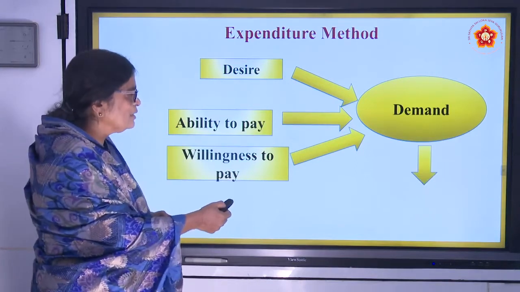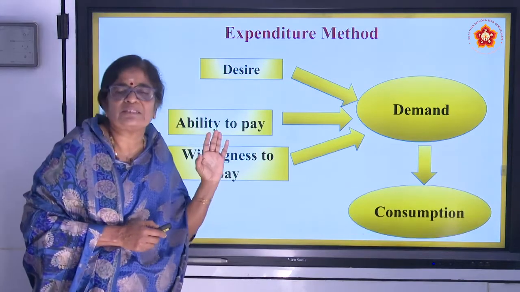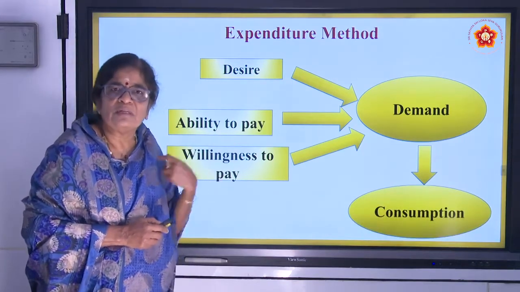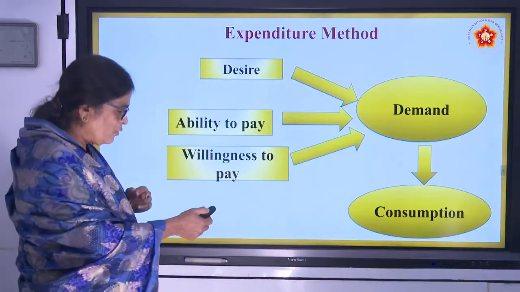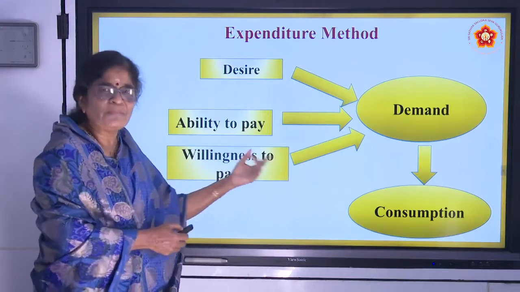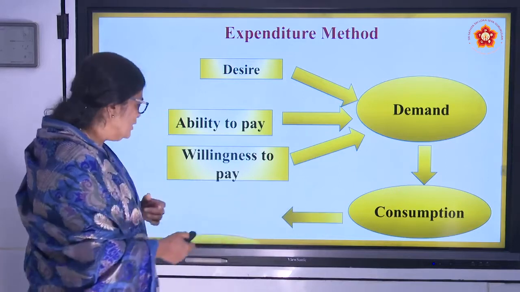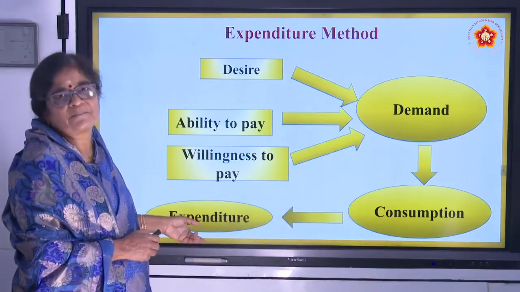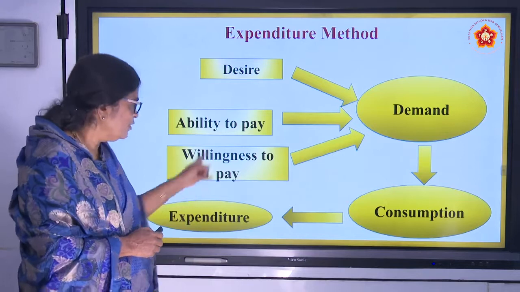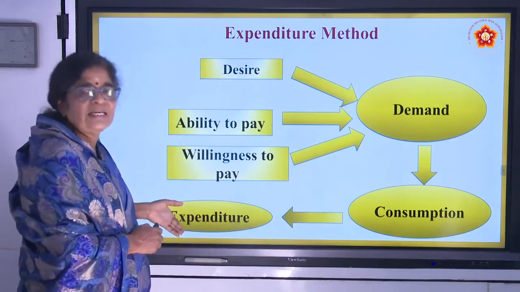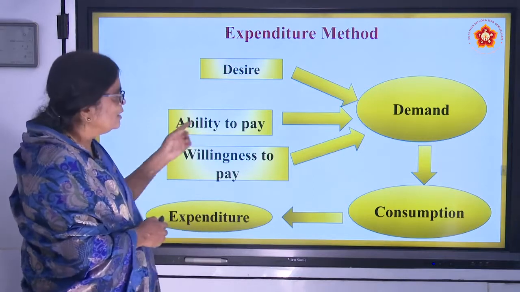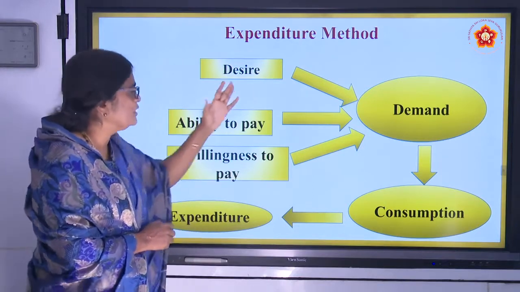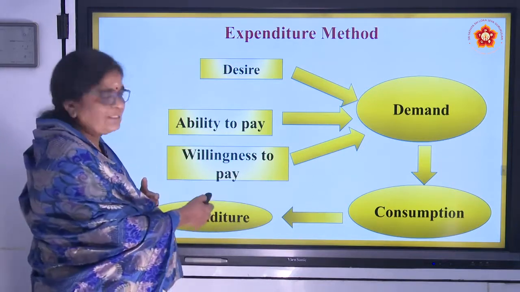When there's a demand, what will happen? The consumption occurs. We purchase for our own; we own that particular commodity. When we own, we can't own for free, we have to pay. That is where this concept of expenditure comes in. I hope you understood how. When there is consumption, there will be an expenditure. This is the expenditure method we are going to deal with. How we connect expenditure with demand and consumption, you will understand.